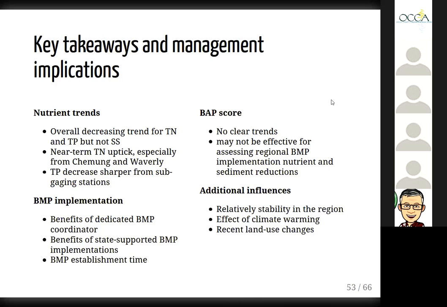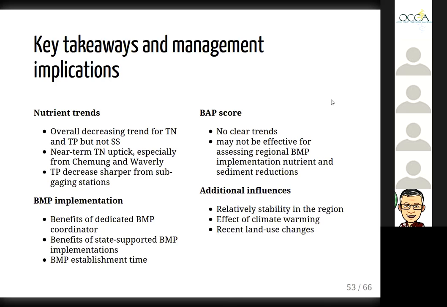For the BAP score, we didn't see any clear trends. And the BAP score may not be an effective method for assessing regional BMP implementation and nutrient and sediment reductions. We might just be too small and too infrequent in monitoring for us to see an impact. And additional influences are the relative stability in the region. So you could see the BAP scores were high for almost the entire region. And so it's kind of like we're going from an A to an A+. So we might not see that increase right away, or it might be hard to get that little bit of additional increase rather than if we had a degrading area that we had to improve.